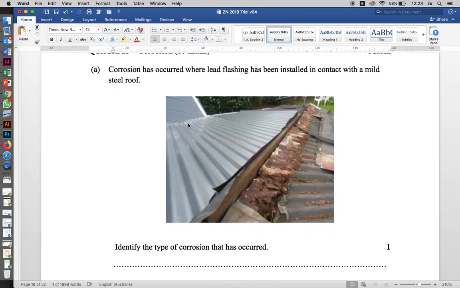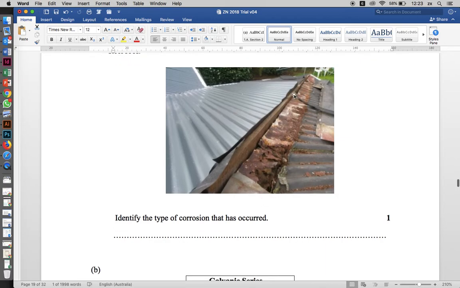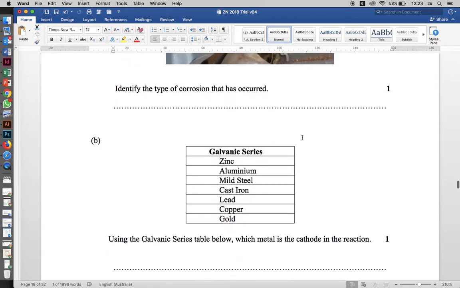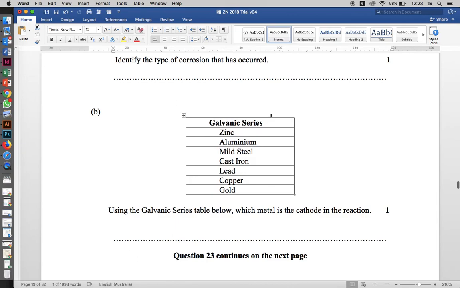Okay, corrosion has occurred where lead flashing has been installed in contact with a mild steel roof. So that's how the steel roof has corroded, right? And we can't see the flashing because that's been removed for our photo. Okay, that's galvanic attack, right? It's the type of corrosion we have there. If you wrote dissimilar metals, I gave it to you.